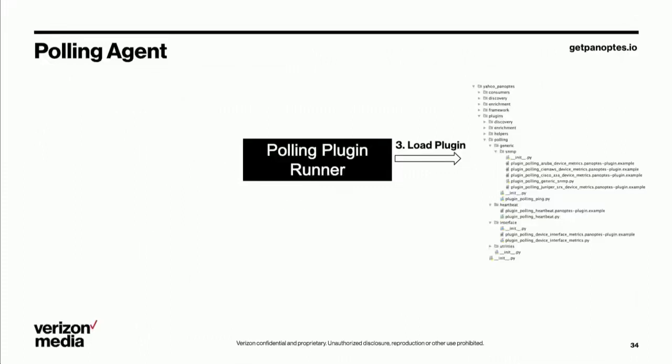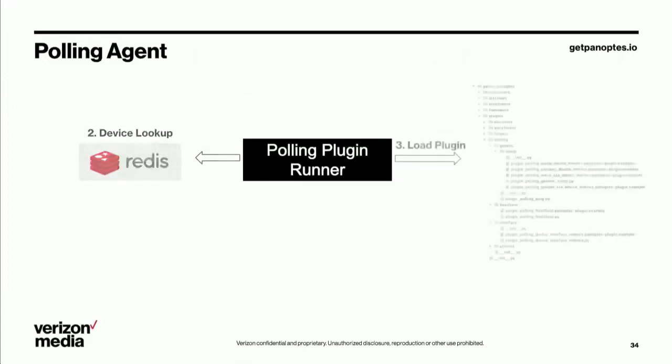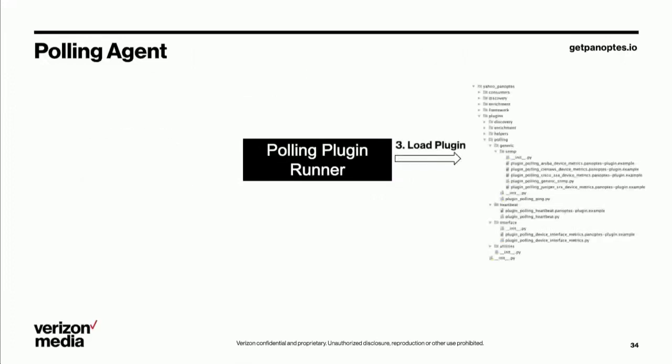And the next step is loading the plugin. Remember, we have the plugin name that was first sent to the polling plugin runner. So it looks through the current directory for all files that end in panoptes_plugin and loads all of this Python code. And then it applies the filter of the plugin name to it to determine which file to load.